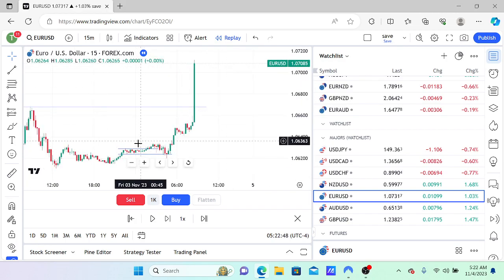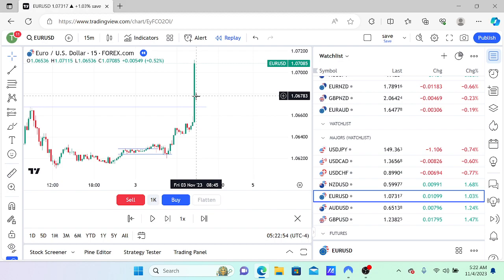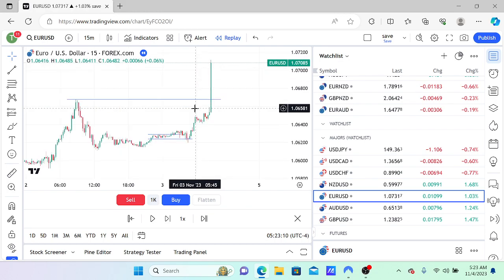Of that first play, we have the accumulation in Asian, we have the manipulation in London, and then we have the distribution late London and into New York session. Now, those of you that trade New York session, you might be thinking, okay, well, how can I even capitalize on this though, right? You might understand London session, but what about New York session? When you have something like this, there's scenarios where you just won't be able to capitalize on it. But New York session, it'll usually give you an opportunity.